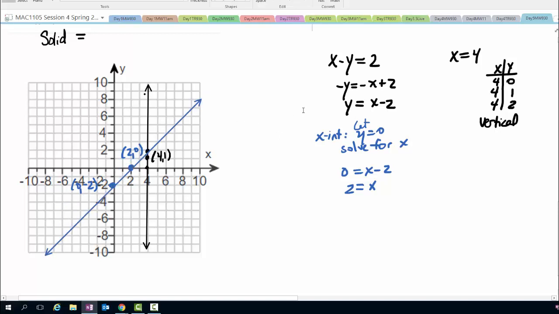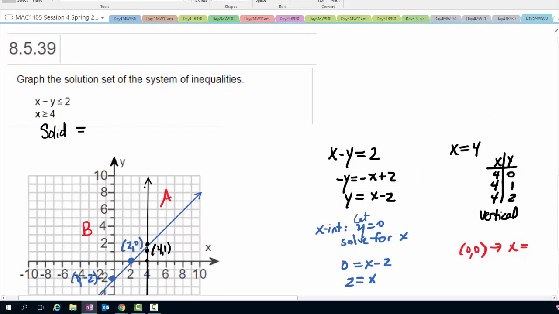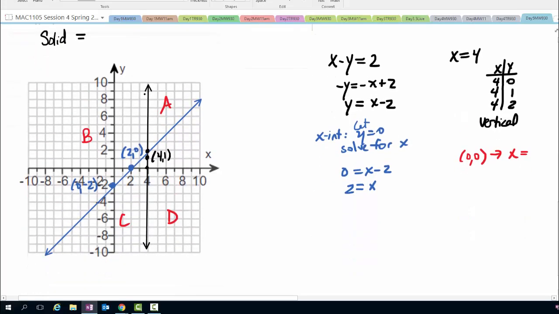Okay, close enough. All right, so we have now divided this into 4 regions. We'll call them A, B, C, and D. For example, for the line x equals 4, A and D are to the right and B and C are to the left of it, yes? So let's go ahead and test the point 0, 0. It's definitely not on the line x equals 4.